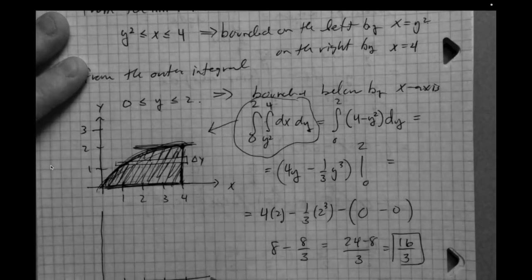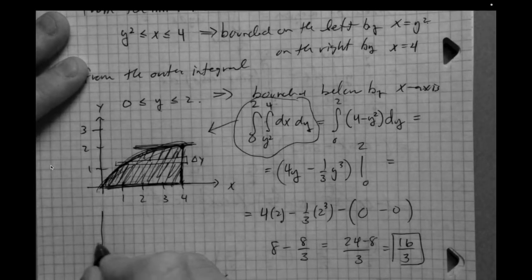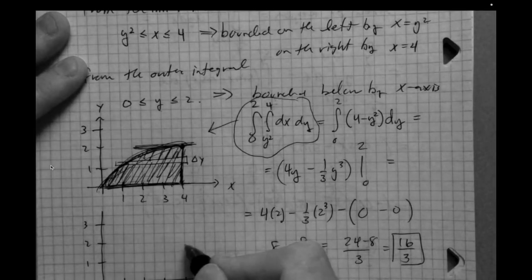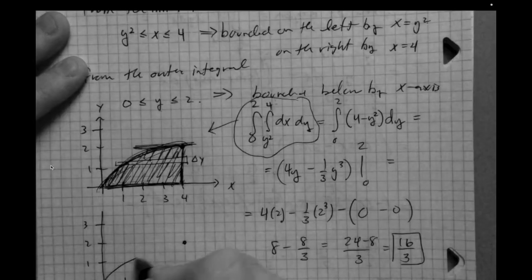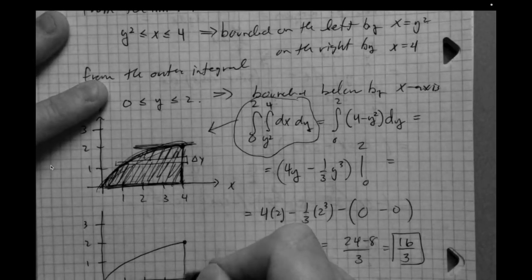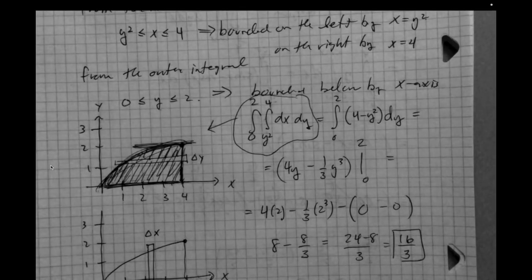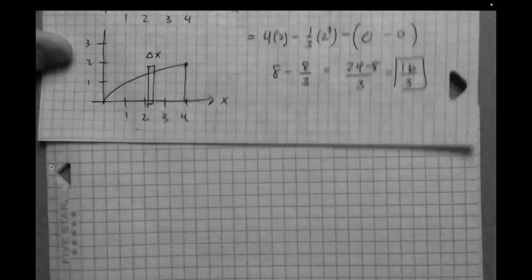Same picture. Okay, and so again, you're going to have this 4,2 point here. Now this time, however, we're going to have a delta x, right? And so what does that mean? Well, let me switch pages here. So what does that mean?